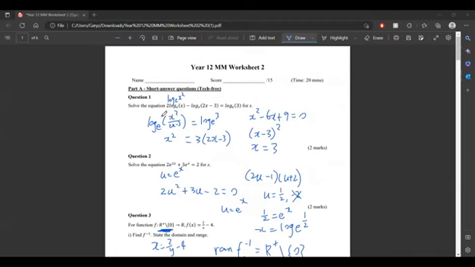So for the first question, notice that 2 times log e x is the same as log e x squared. And because we're subtracting another log e term, we can just combine them together through dividing, as shown here. And that is equal to log e 3.